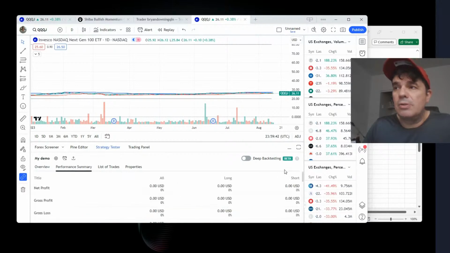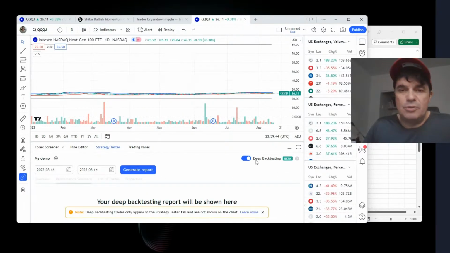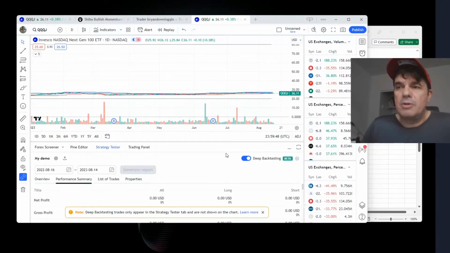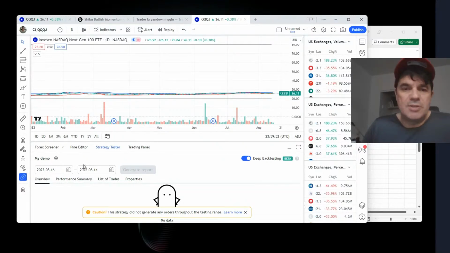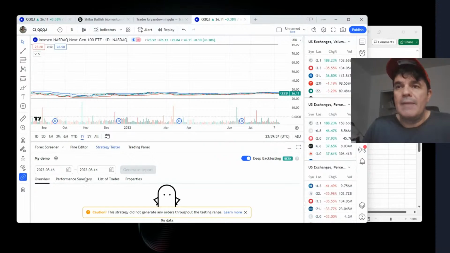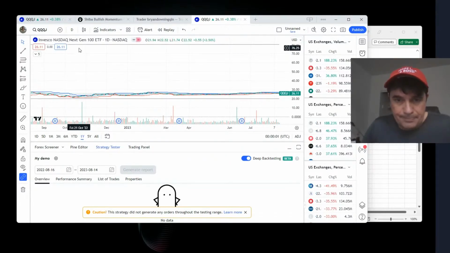Strategy tester. So as I said, there's this new feature from TradingView, deep backtesting. Generate that report. Overview. Yeah, there's no trades on that one at all. But if I do a year review, that might change. Yeah, there's no trades available for that. What's the other one you had? I think that's the only other one.